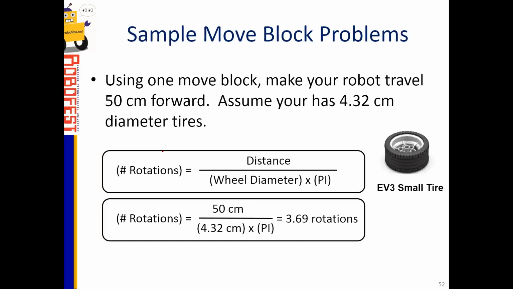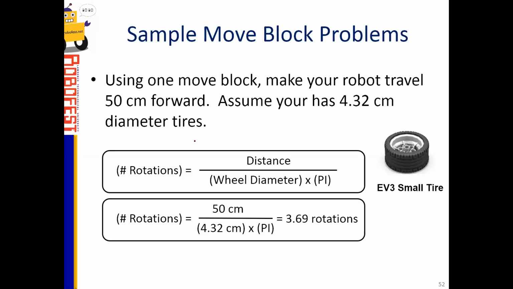Some sample move block problems, so some things to look at. Using one move block, make a robot travel 50 centimeters forward and assume your tire has a diameter of 4.32 centimeters, right? And so we would have to move 3.9 rotations. So this is an experiment you can try at home. Make sure your robot moves exactly 50 centimeters by measuring while playing with this.